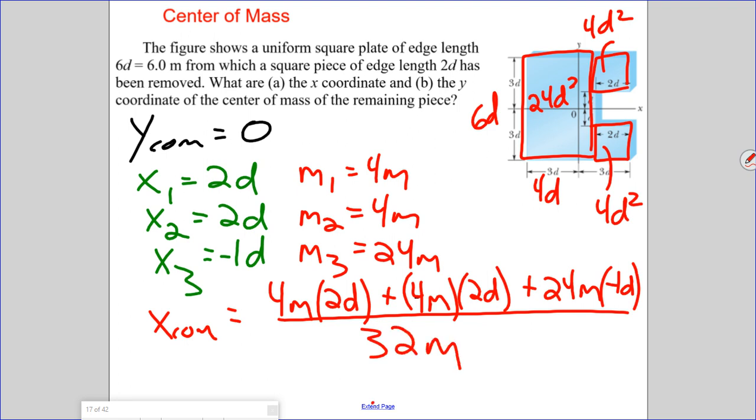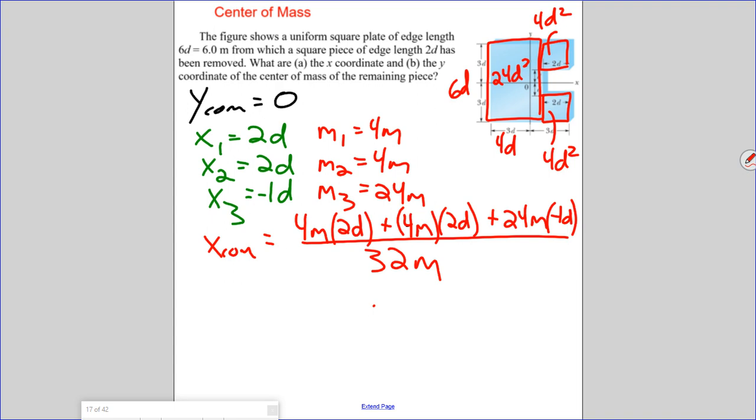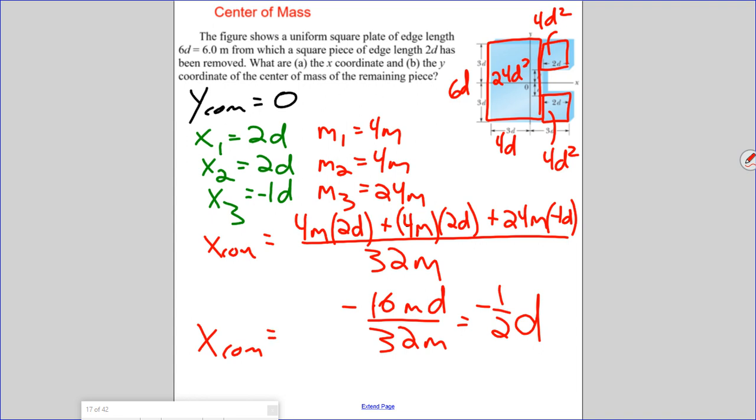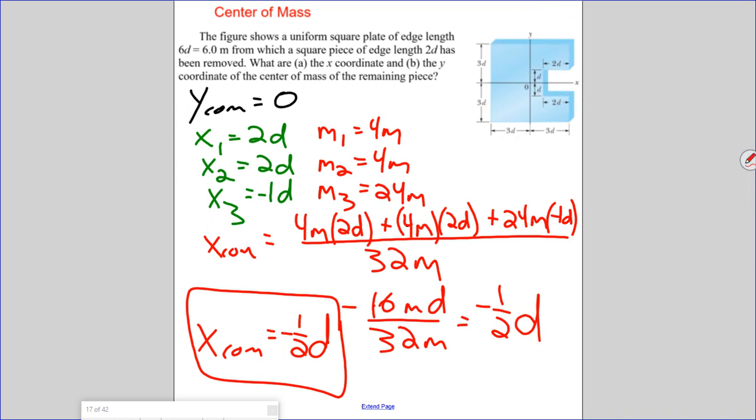And so what do we get there? You're going to get 8 plus 8 minus 24, so you get negative 16 md over 32m, which gives you negative 1/2 d. So that means that my horizontal center of mass is at negative 1/2 d. So the center of mass is going to be right here, right? Where that's 1/2 d over.